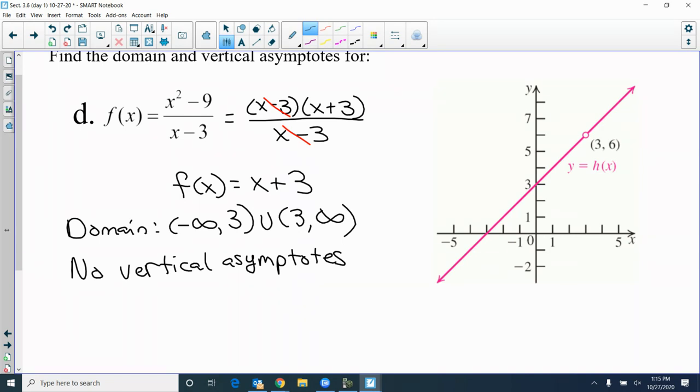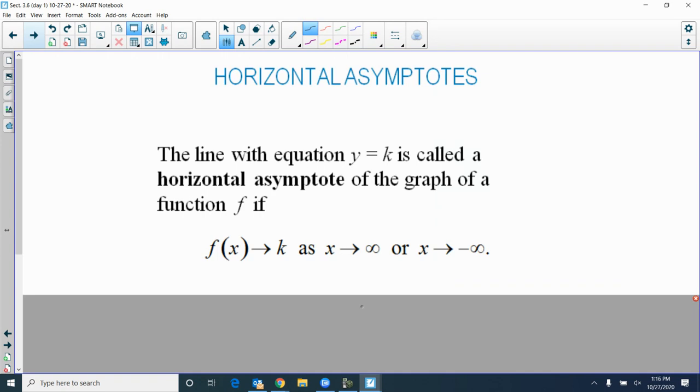Okay, no vertical asymptotes. Because when it cancels, that takes out the vertical asymptote, it just makes it that line, although there will be an undefined point at 3, which corresponds to 0.36. So there's a hole in the graph, but there are no vertical asymptotes. All right, horizontal, different story.